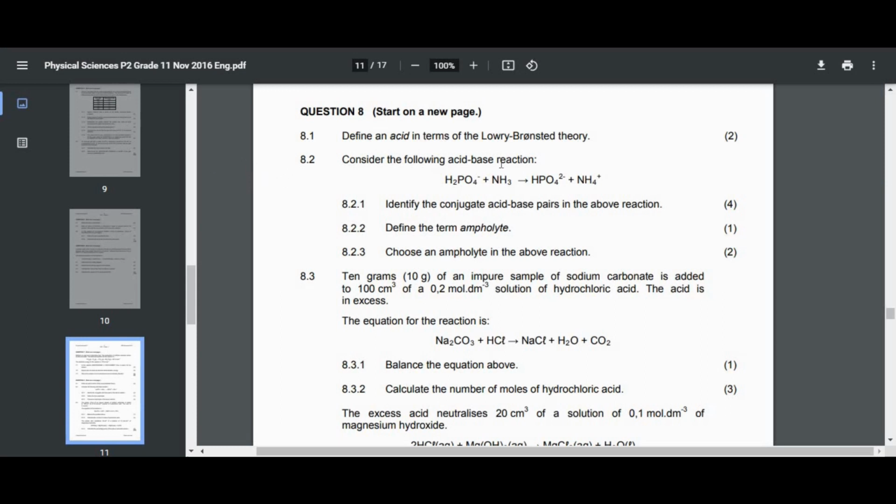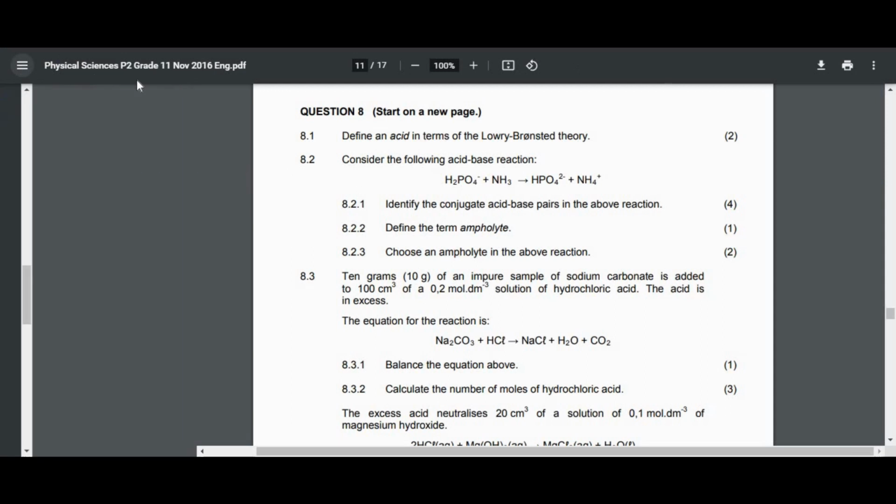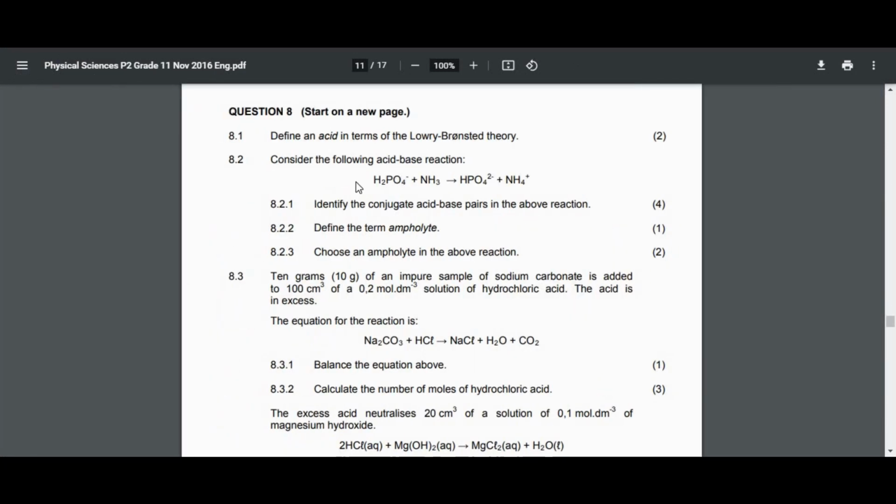Okay, so we're going to do question 8 again of the 2016 paper, but we're only going to focus on the acids and bases section for this one. The rest are stoichiometry questions, so we're not going to ignore those, but we're just not going to do them for now. We're going to ignore the first question, define an acid in terms of Lowry-Bronsted theory. I think we can all do that.